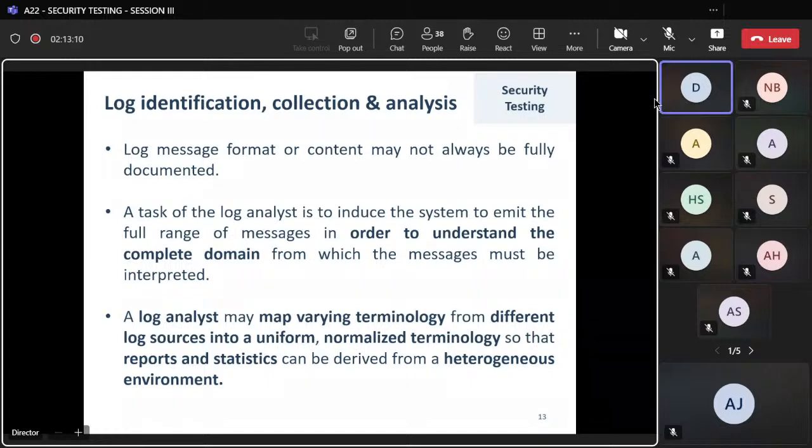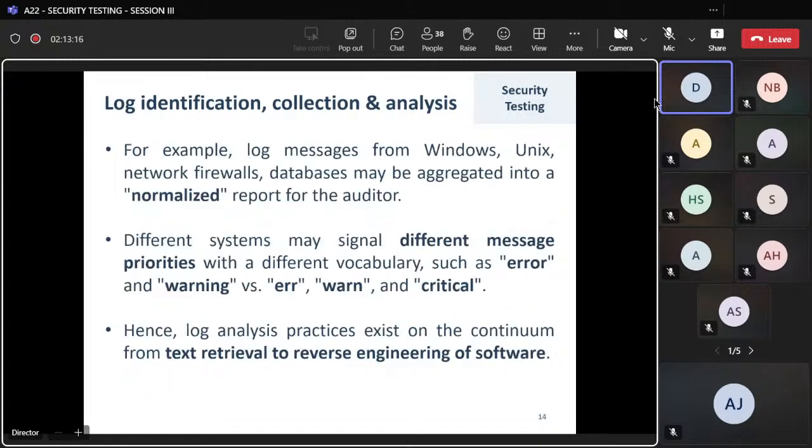And also here the author is saying that some of the log messages from Windows, or Unix, or network firewalls need to be aggregated and normalized. Because, as we just discussed, different vocabulary can be used: ERR, or warning, or ERR or warn. Some systems will use just warn, or some systems will just reflect it as critical. So we need to know the various text or content used by different devices, and we need to normalize these terminologies.